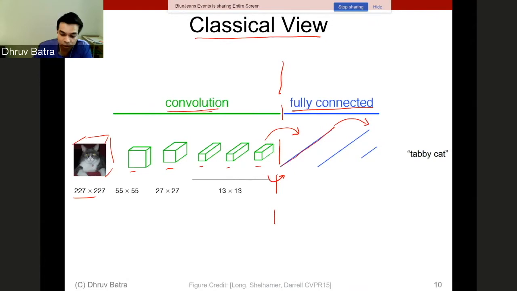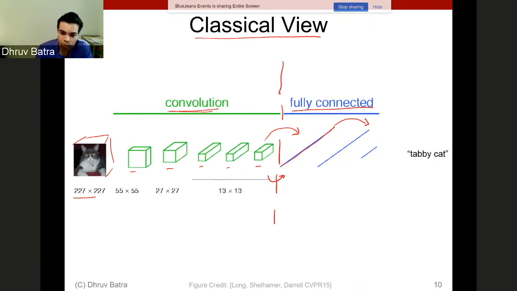We will challenge this view today, and you will understand that actually, you can interpret fully connected layers as a certain kind of convolutional layer, so it really doesn't matter. But let's dive into this view and try to understand it a little bit more.